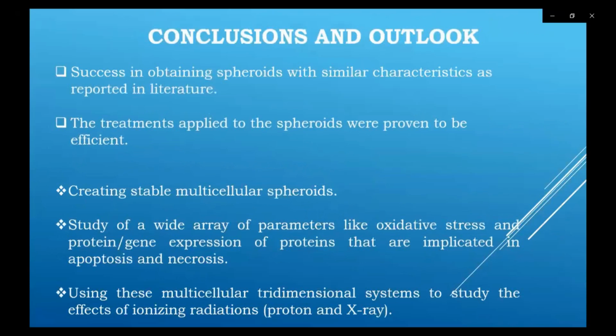In conclusion, we had success in obtaining spheroids with similar characteristics as reported in the literature, and the treatments applied to the spheroids were proven to be efficient. Our outlook is creating stable multicellular spheroids and studying a wide array of parameters like oxidative stress and protein or gene expression of proteins that are implicated in apoptosis and necrosis. We also want to use this multicellular three-dimensional system to study the effects of ionizing radiation, proton and X-ray.